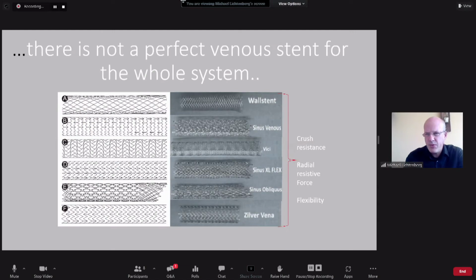Therefore, there's not a perfect venous stent on the market for the whole system. This is definitely a dream. These stents have different physical behavior. We need to know them so that we choose the correct stent for the correct indication.